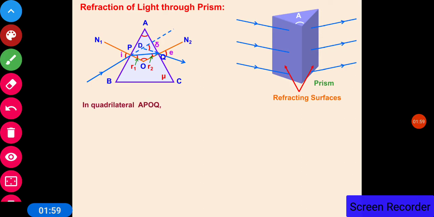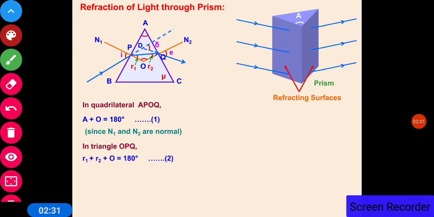In quadrilateral APOQ, angle A plus angle O is equal to 180 degree, because angles at P and Q are 90 degree because of the normals, so the remaining two angles sum to 180 degree, since N1 and N2 are normals. In triangle OPQ, R1 plus R2 plus O is equal to 180 degree, the sum of the three angles of a triangle.